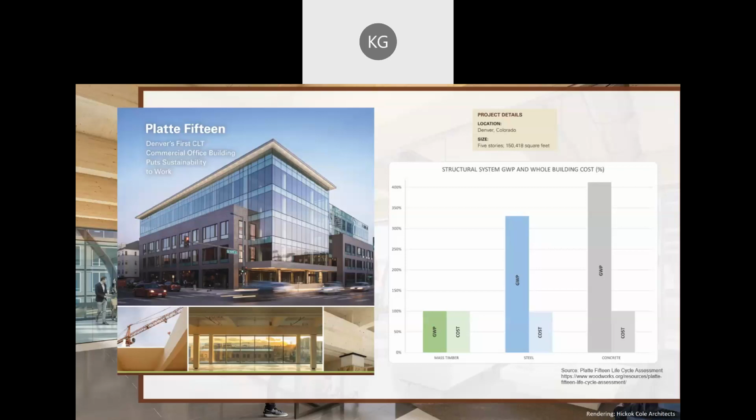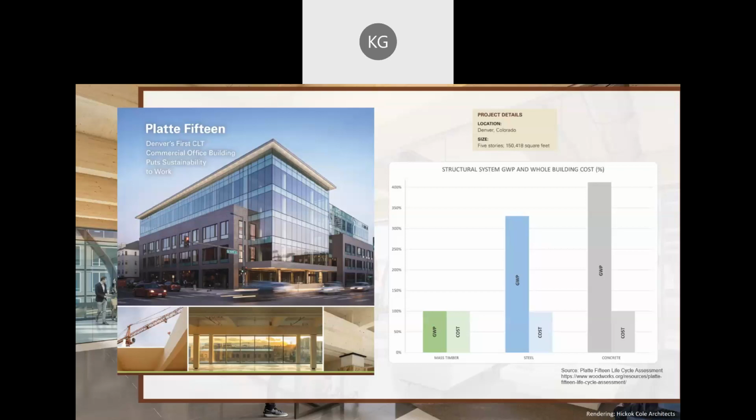of different structural materials. So the building is an actual building that was built in Denver, and it was done in mass timber. And then the engineering firm that designed it went back and redesigned it in steel, and then redesigned it again in concrete. And then an LCA was done on each.